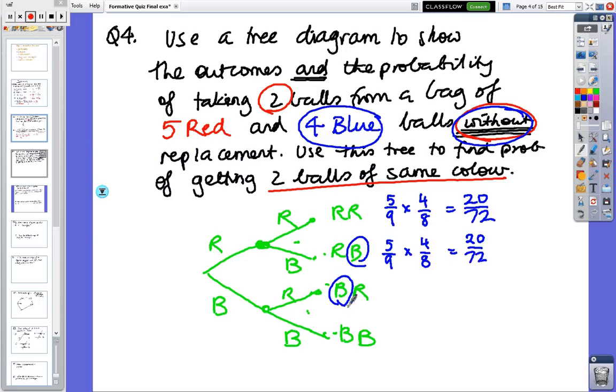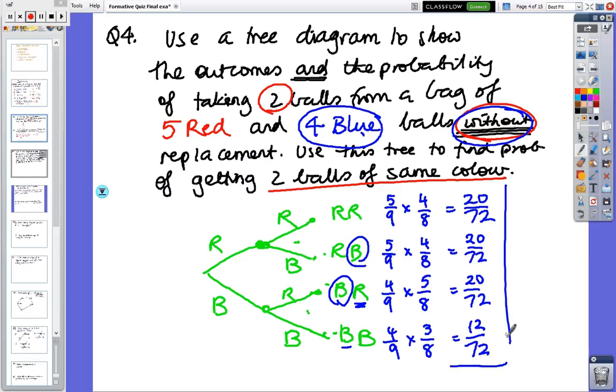Okay, now we're into the blues, so there's 4 blues to start with, 4 over 9, and this red, we haven't chosen any red, so there's still 5 reds, so that's another 20 over 72. And the last one, we start with a blue, and then we've taken a blue, so there's only 3 left, so that's 12. And when you add up those numbers, they add up to 1, because that's all the things that can happen. So what's the chance of getting the same colour? That's that answer and that answer, so we add them together. So we've got 32 over 72, and then that cancels down.